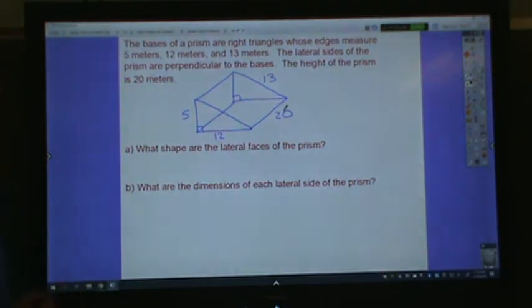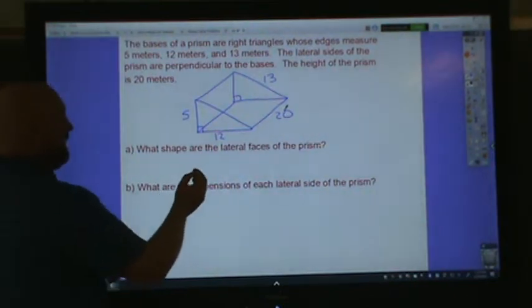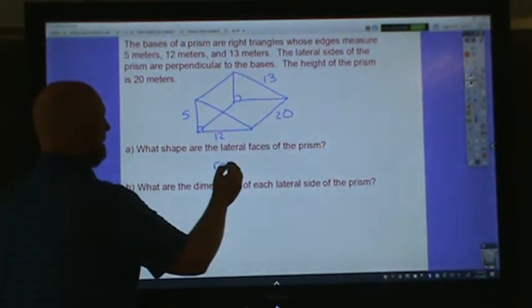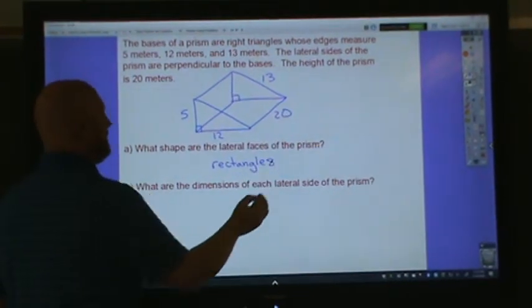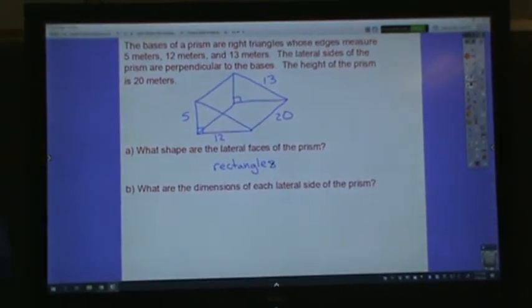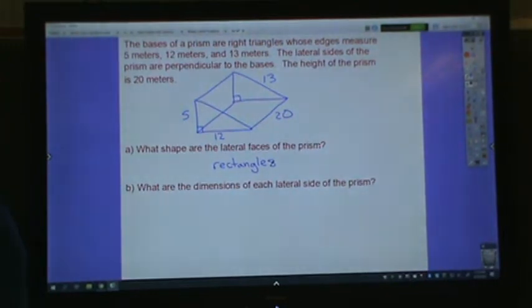The first question that I'm asked is, what shape are the lateral faces of the prism? Well, in our prisms, our lateral faces are always going to be rectangles. It is possible to have a prism where you have a shape other than a rectangle, but in this course we never will. What are the dimensions of each lateral side of the prism?